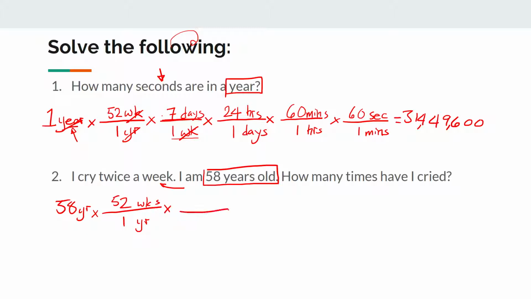And here's another conversion factor. I know that for every 1 week, I cry 2 times. 2 cries. I hope that makes sense to you. This is still a very good conversion factor. These are still equal. 1 week equals 2 crying sessions. And all of a sudden, I'm in the unit that I want. You want to know how often I cry, and now we're in the crying unit. So I just have to multiply across. 58 times 52 times 2, and I get 6,032 good old cry sessions.